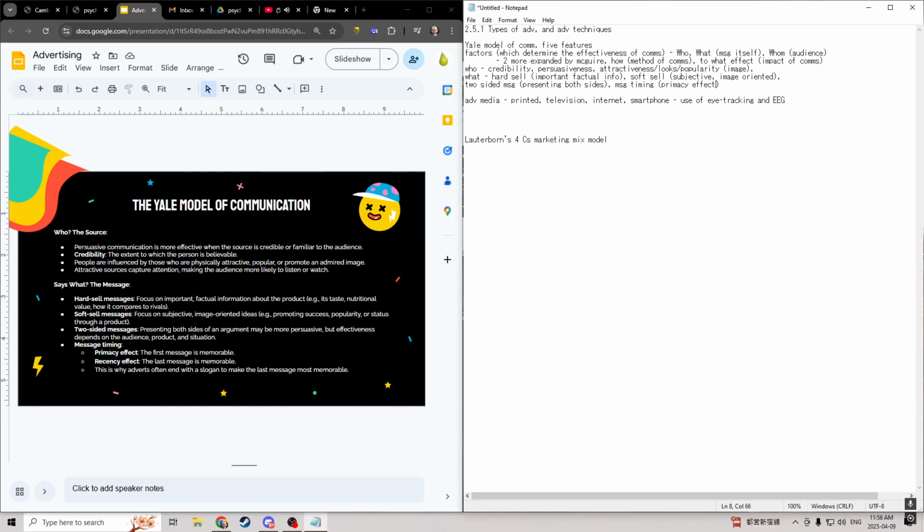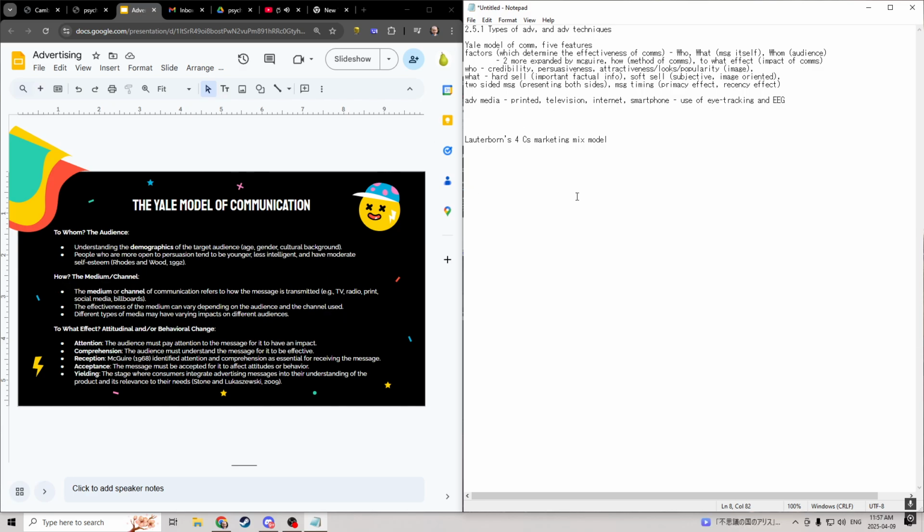Primacy effect, recency effect. Is that how you spell that? Yeah, recency effect. Cool. And then we have whom. And if you can remember, whom means the audience. Understanding the demographics of the target audience. People who are more open to persuasion tend to be younger, less intelligent, and have moderate self-esteem. Okay.